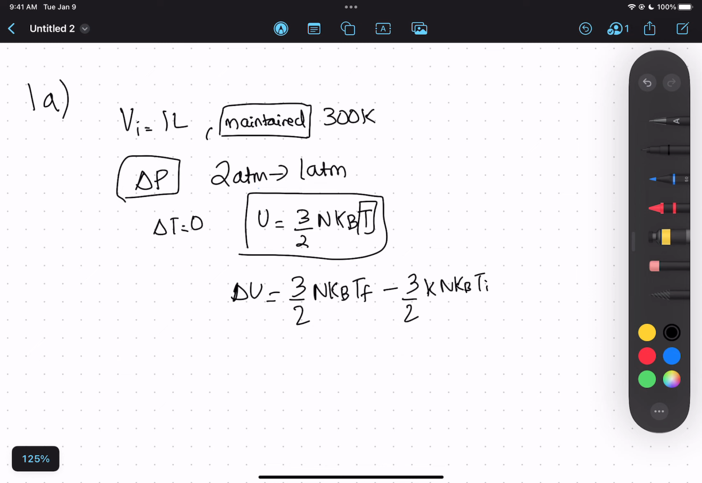Oh, I think she left. Shoot. Well, did that make sense for the rest? For 1A?